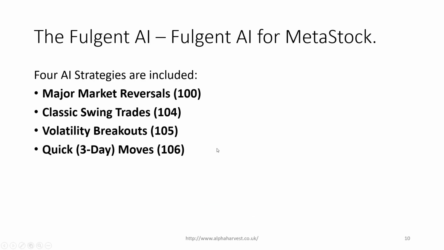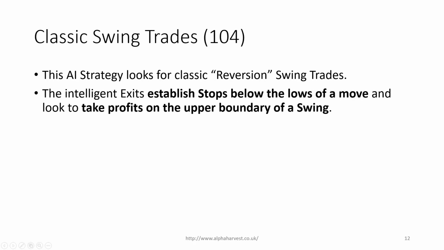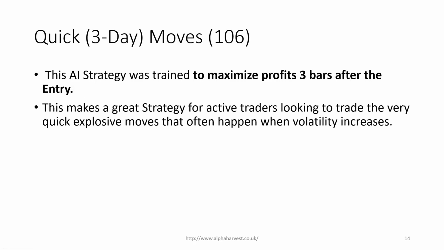And that's how we get to these 4 AI strategies: market reversals, classic swing trades, volatility breakouts, and quick 3-day moves. The major market reversals AI strategy was trained to identify those unique times when a stock is oversold and other forces, including cross-market indicators, provide evidence of a strong move. So these are really good momentum trades. For the classic swing trades, we look at mean reversion type trades, and the AI also uses an optimized stop for these trades. Then there's the volatility breakout, which we've covered, and the quick 3-day moves. This is also another fantastic swing trade type strategy.